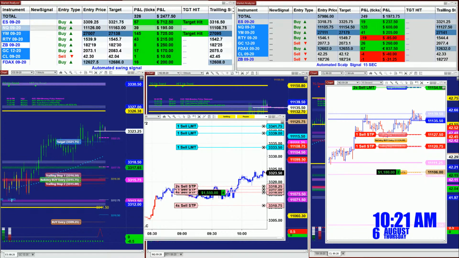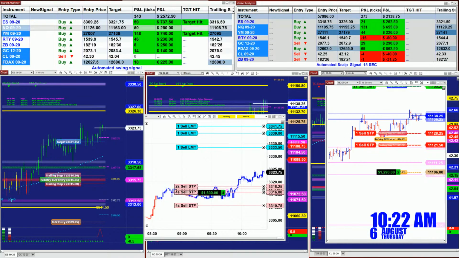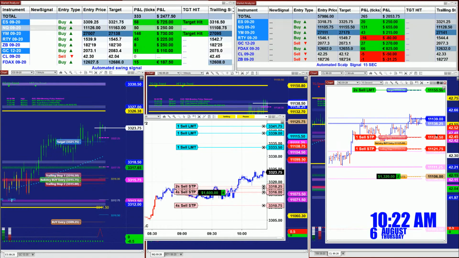We have almost 3,000 on those two charts. We just need to keep going with it. Our mission today before 12 o'clock is to see the ES hitting the 3327 level. This is a beautiful trade.